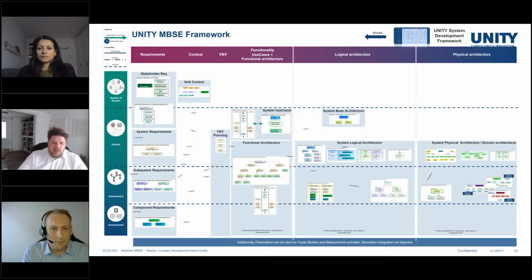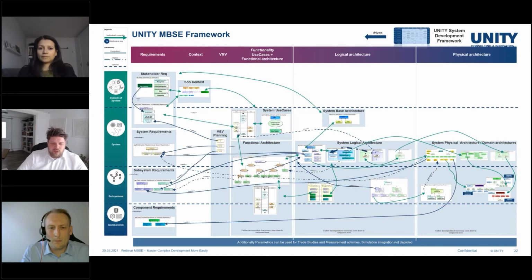This is a simplified depiction of what we use as an MBSE framework. I won't go into much detail about that. As you can see, the RFLP approach is present with some further additions. And if you look at traceability, there's a lot of traceability to be established as long as it makes sense, right? So do as much traceability as you need and as little as you can get away with.